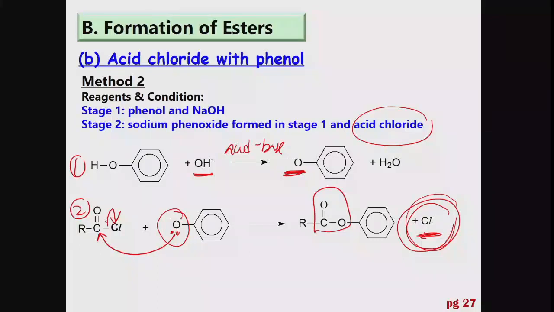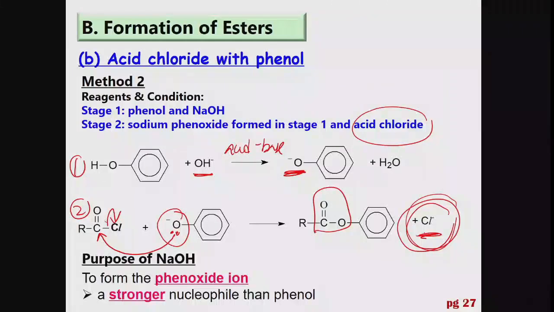So take note of the difference. Okay, so what's the use? You need to know why we add sodium hydroxide. The use of sodium hydroxide is to form phenoxide ion so that I can form a stronger nucleophile than phenol, allowing the nucleophilic substitution to take place more readily.